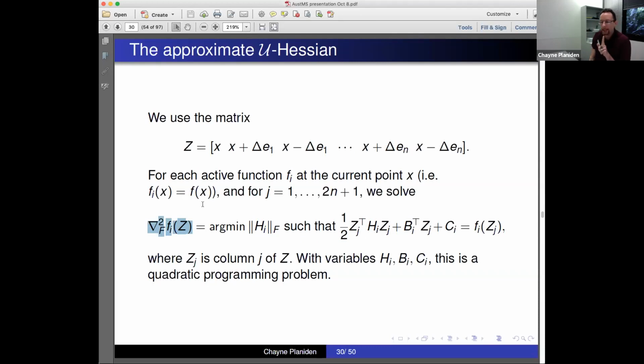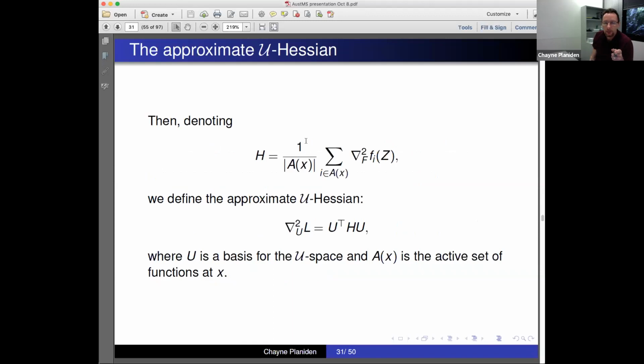Hessian for one active function. And so you do that for all of the active functions at the point. You take the average of those. That's what's happening here. And that is your H, which is the approximation to the Hessian of the function. And so we call that U Hessian because we are concerned with the U space only where the function is smooth. So Hessian exists. And so H is our approximation to the U Hessian. And then you do this conversion into the U space to get it to be U dimensional instead of N dimensional.